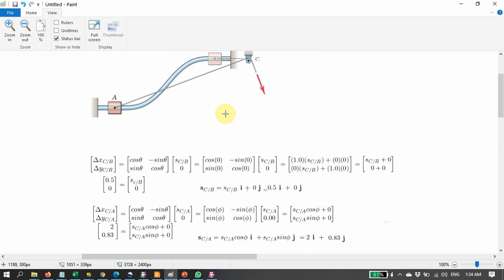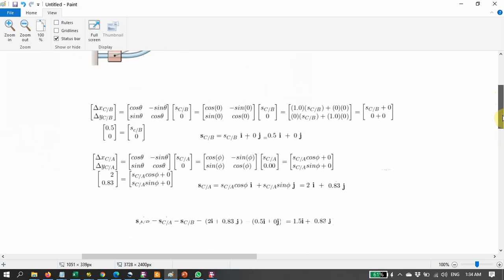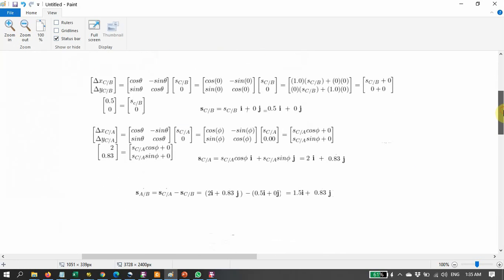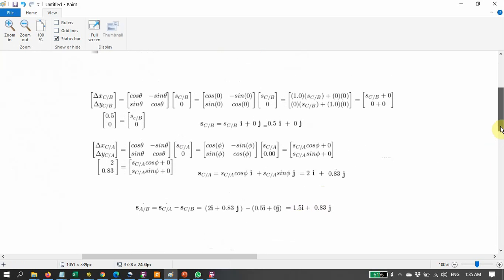And 0.383 feet, right? So the distance from A to B is about 1.5 in the x direction and 0.83 in vertical distance.